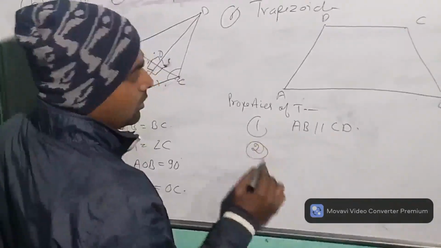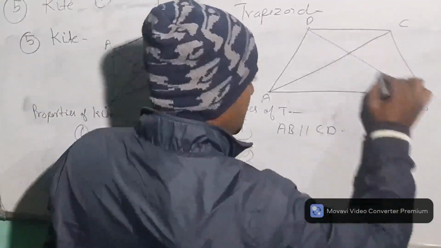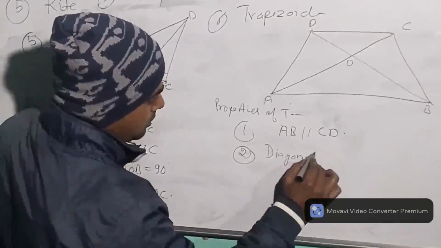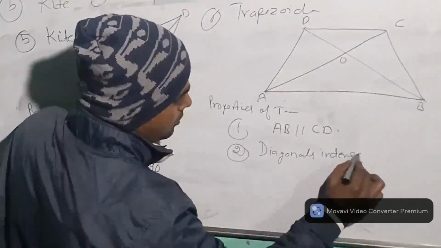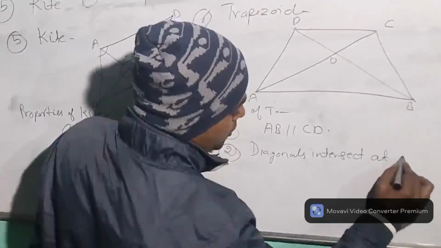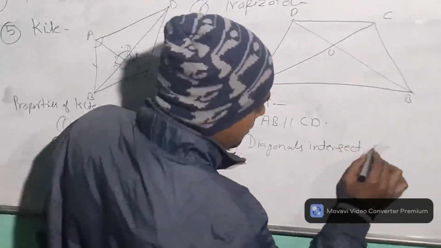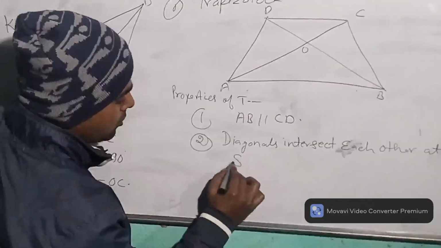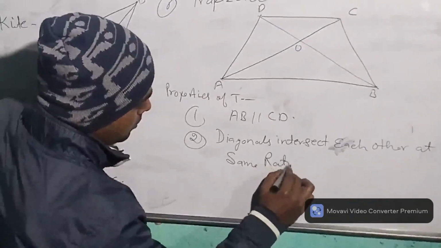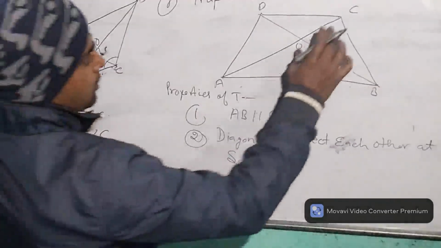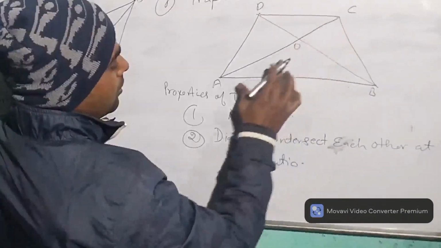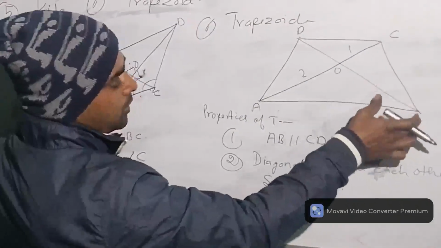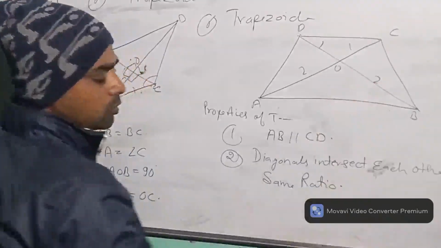Second one is diagonals intersect each other at the same ratio. It means if OC is in a 1:2 ratio, then OD and OB also will be in a 1:2 ratio.